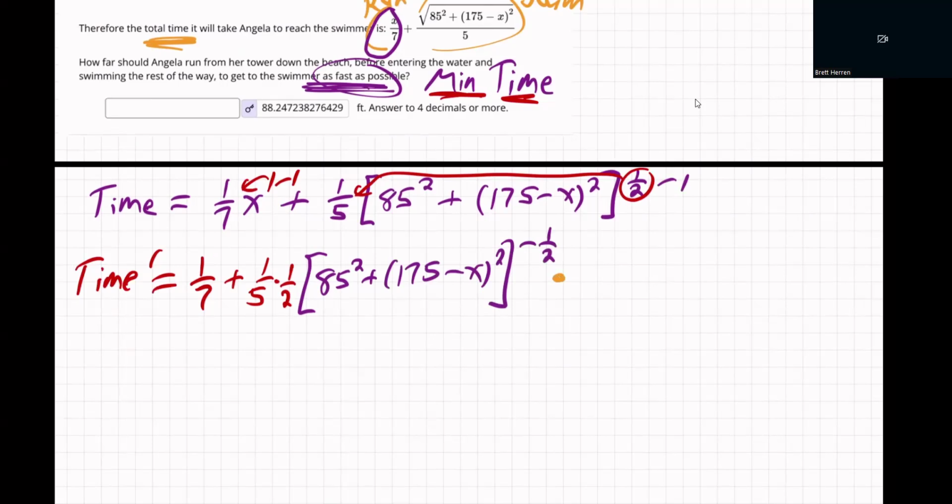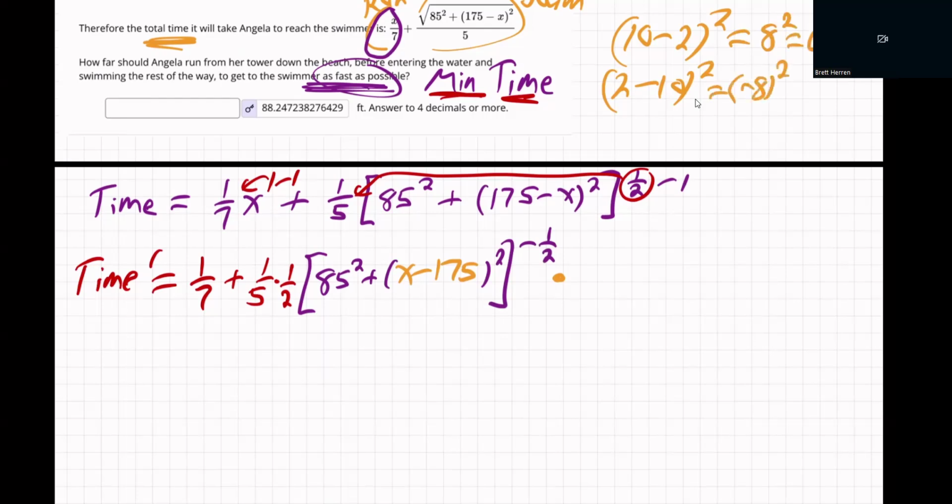Oh, yeah. So I'm going to start doing a couple tricks. This one, I'm going to do one trick right now. I'm going to turn this around. I like x in the front. Now, is that okay to do? It is. Let me prove it to you. If you have 10 minus 2 squared, or you have 2 minus 10, what did I write? 8 there. It's 8 squared. And 2 minus 10 squared, what is that? Well, this is 8 squared. This is minus 8 squared. It's 64 either way. It makes no difference. So the order of subtraction, if you're in parentheses squared, it just changes the sign, but then you square it, so it's the same. So 175 minus x, x minus 175, whatever, same thing. Okay? Make it easier.